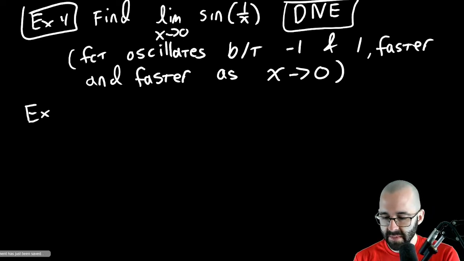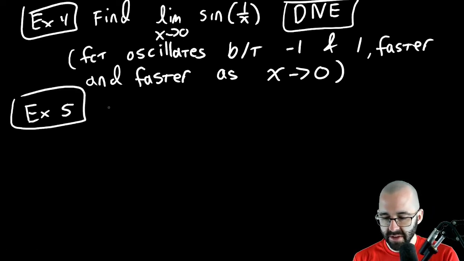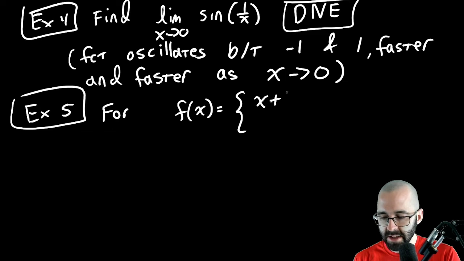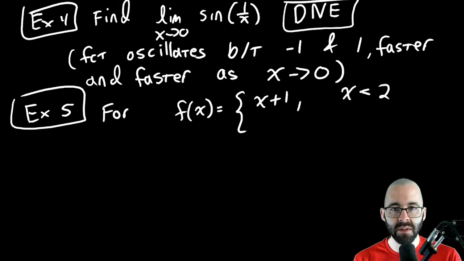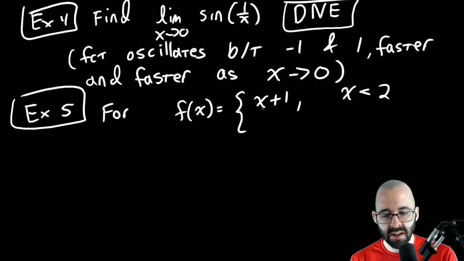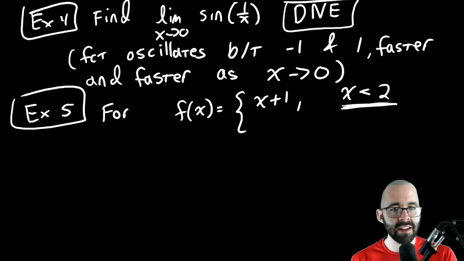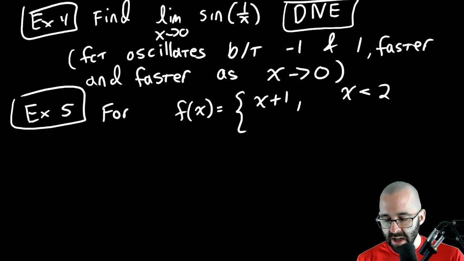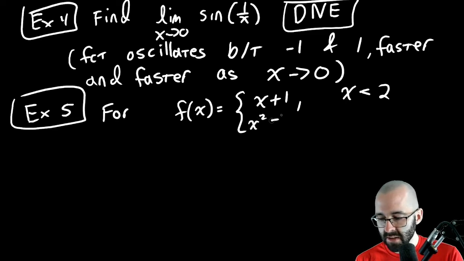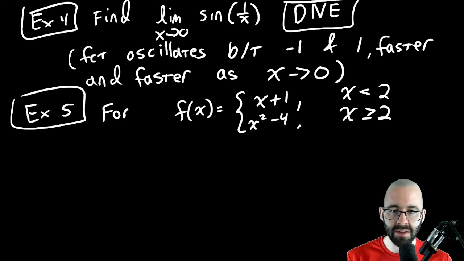Let's look at another one. Example 5. Let's look at another piecewise function. f of x equals x plus 1 to the left of 2. Remember, a piecewise function says it's going to look like this line for all the inputs to the left of 2, and it's going to look like this parabola for all the inputs to the right of 2 and including 2.